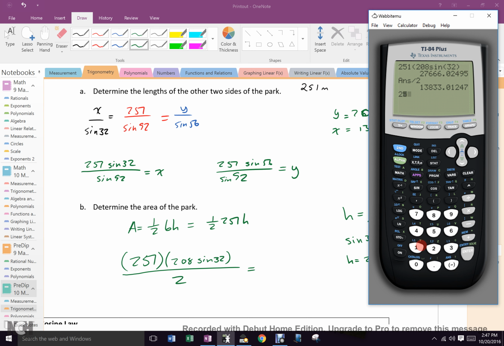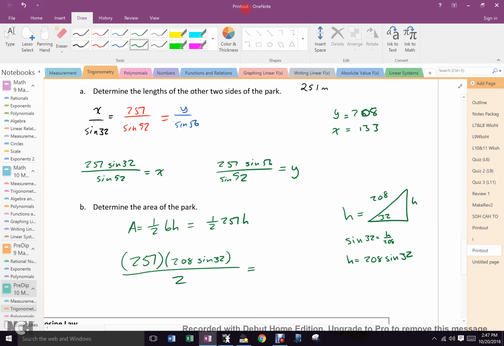So it's 251 times bracket 208 sine 32 close brackets, close brackets. Oh no, it was that. Seemed big to me. But anyway, there it is. 13,383. Close that off.